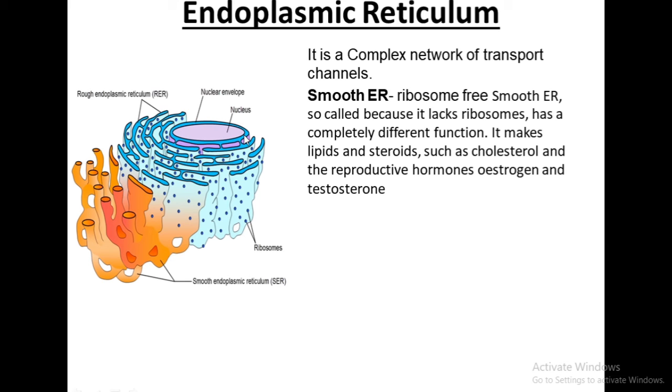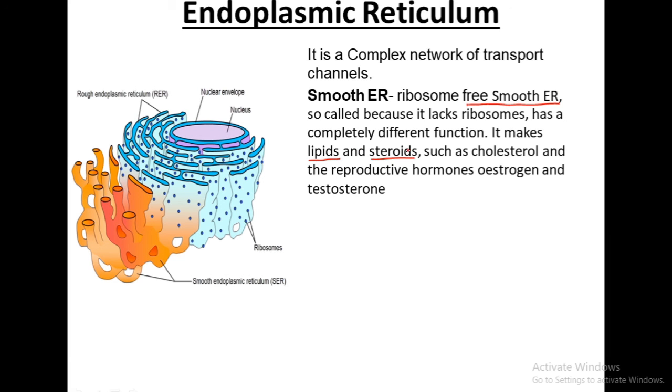The first one is the smooth endoplasmic reticulum. It is smooth because it doesn't have any ribosomes on it, and it has a very different function. It makes lipids and steroids such as cholesterol and the reproductive hormones estrogen and testosterone. So I'll just highlight here. Ribosomes are absent from the smooth endoplasmic reticulum, hence it is called smooth endoplasmic reticulum. It has a different function. It doesn't form protein, but it makes lipids and steroids.